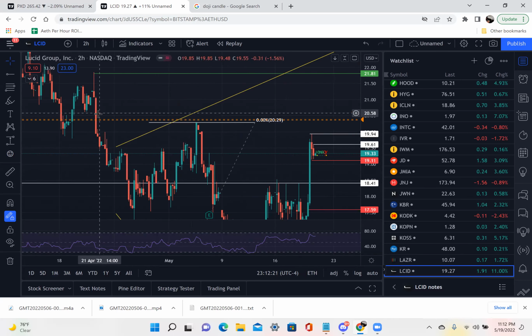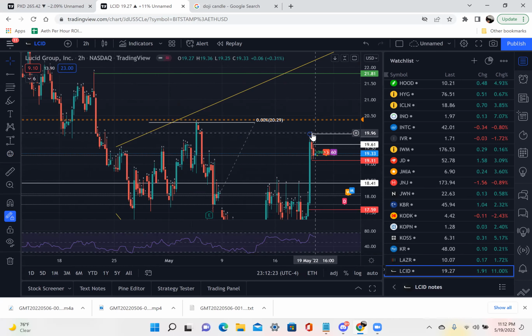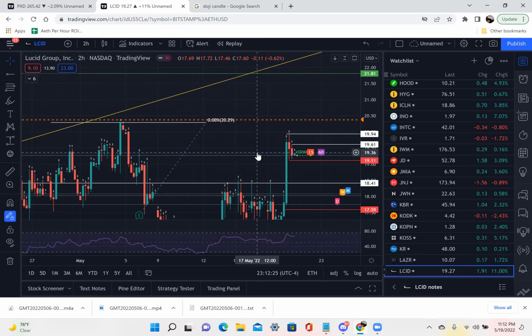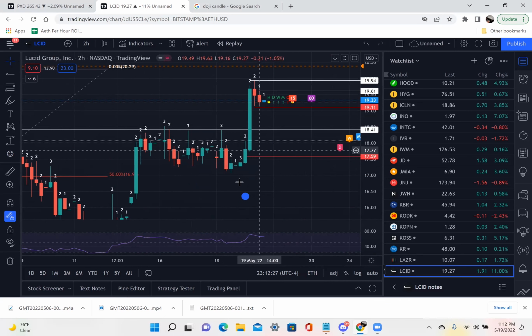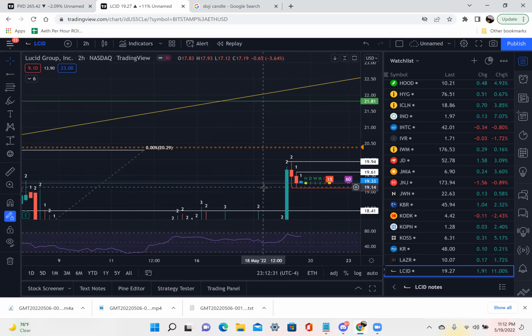Real quick, Moody, when you say like a bull flag or a bear flag, is that like a candle or a specific pattern? It's a pattern right here. Bull flag is a big pole flag. I'll break that down here in a second.